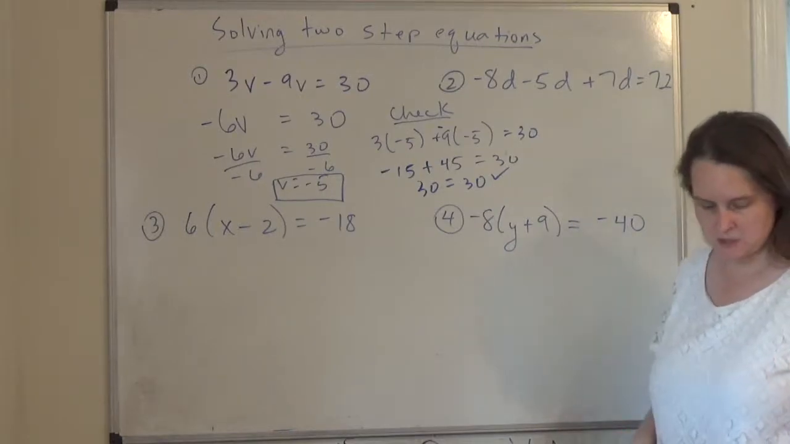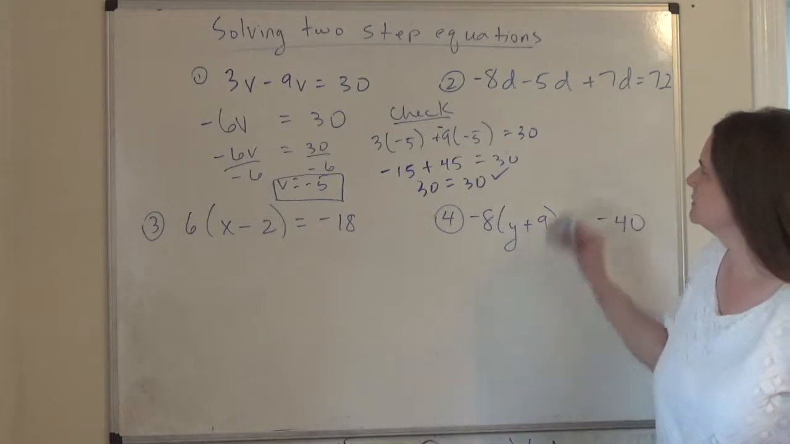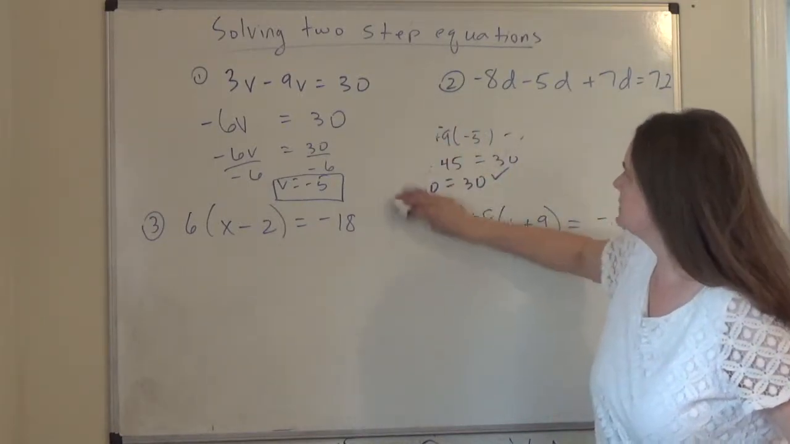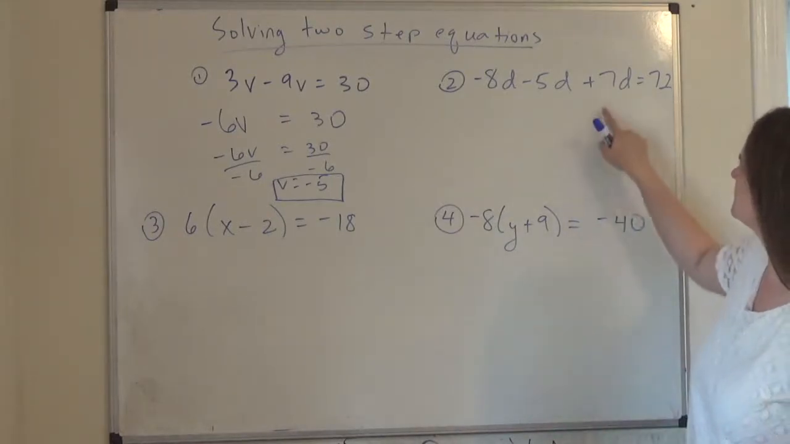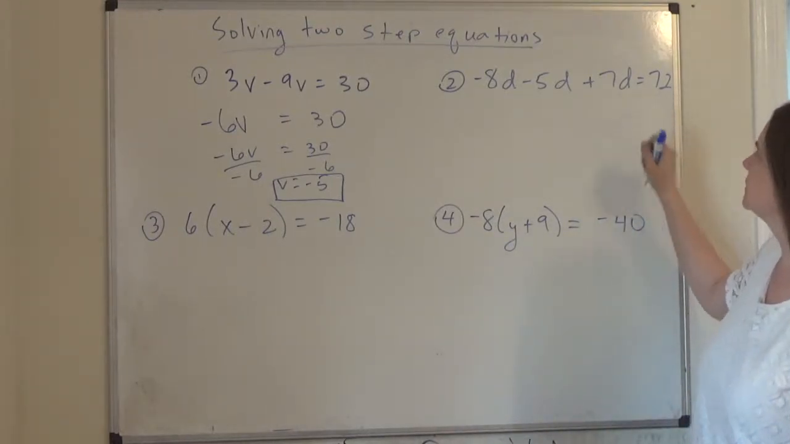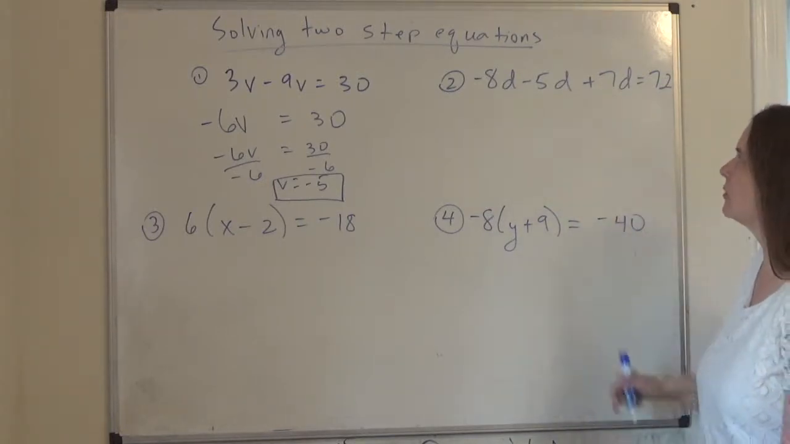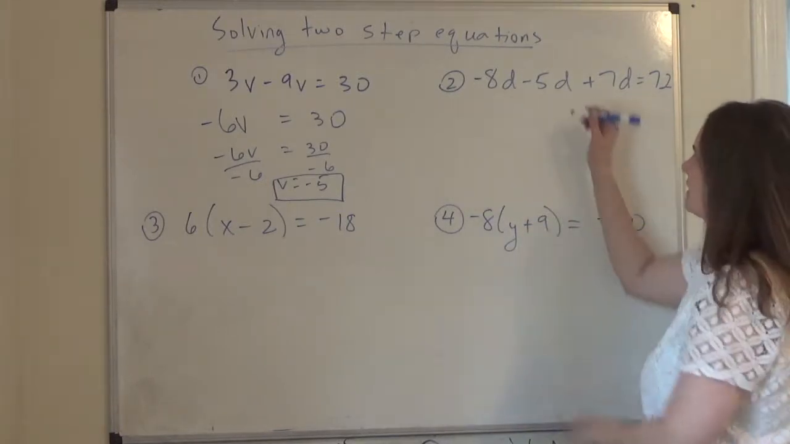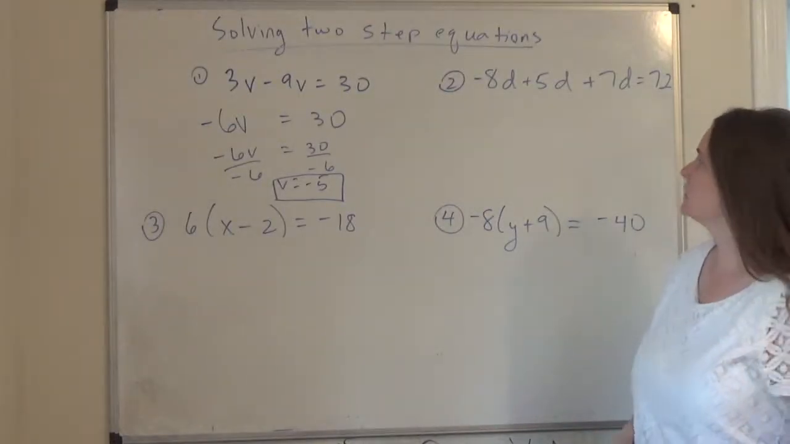I'm going to have to erase my check work to make space for number 2. In number 2, I have to solve negative 8d minus 5d plus 7d equals 72. Again, these are all like terms. They all have a d attached to them, so I'm going to do negative 8 plus negative 5 plus 7, and that gives me the coefficient that I need for d.